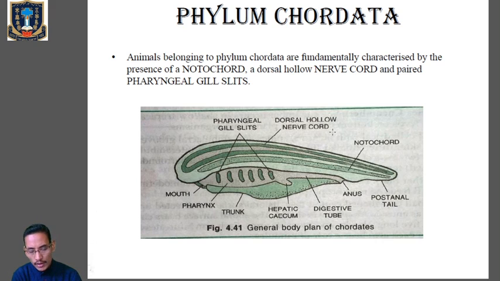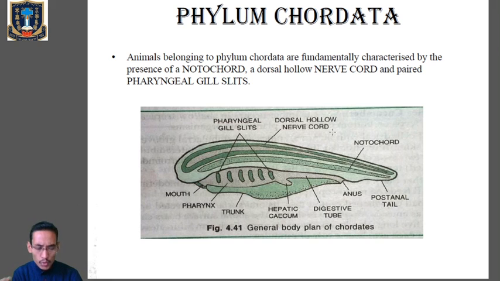Now the most important thing is: what are the special features or characters that must be present in an organism that belongs to the phylum Chordata? What are those important diagnostic features that must be present in an organism so that it belongs to phylum Chordata? Let's think of it. What can be those characters that will enable organisms to be included in the phylum Chordata?